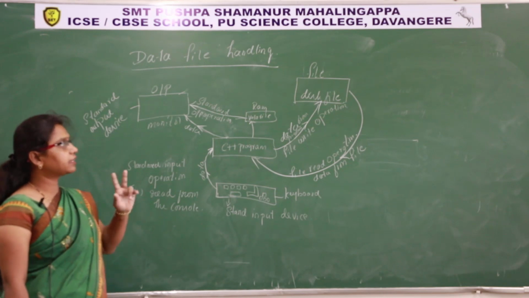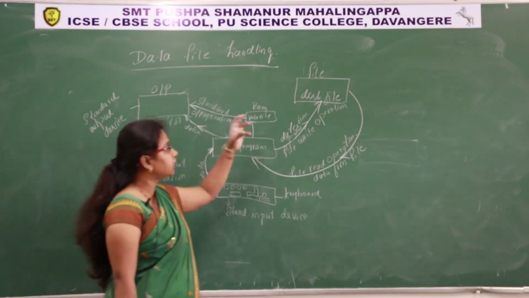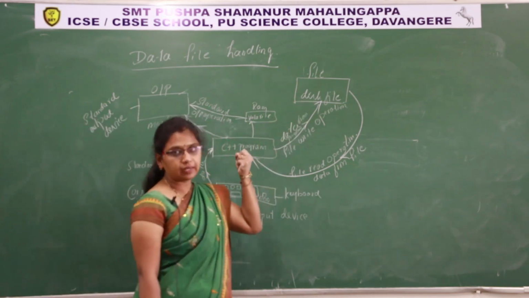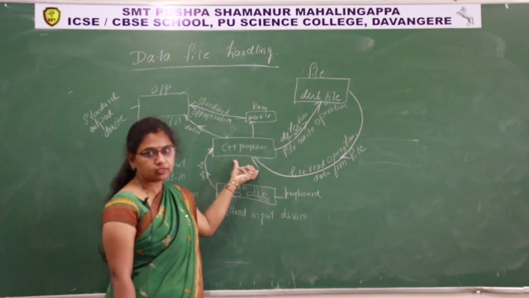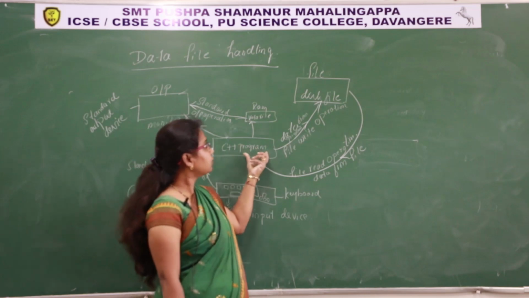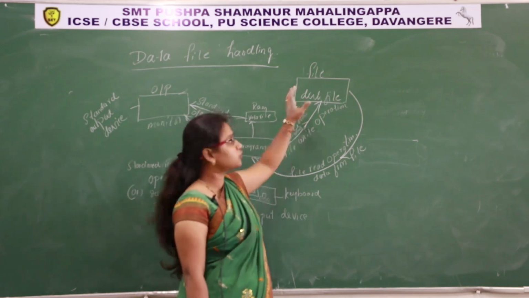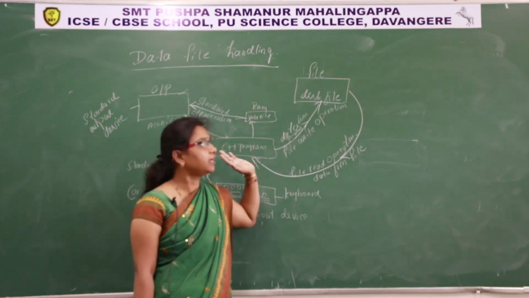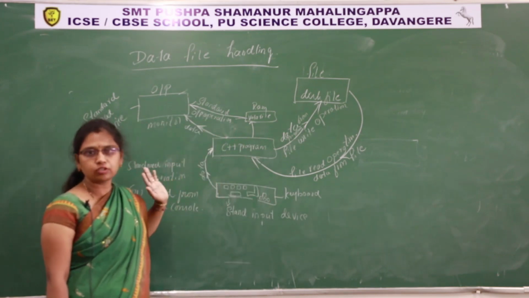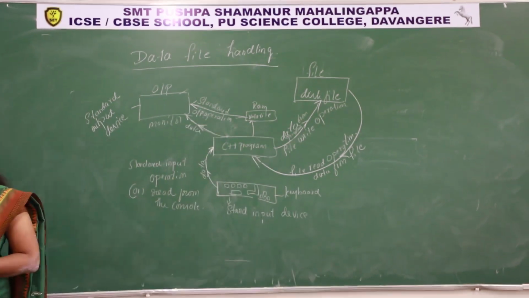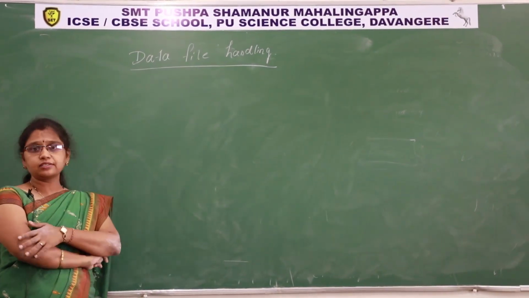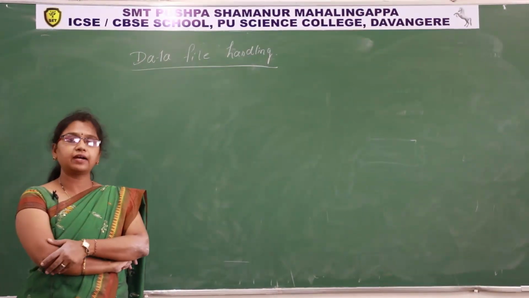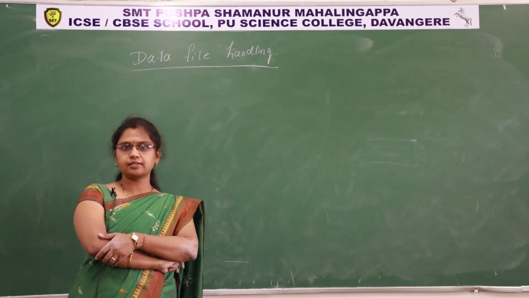What does it mean? File read operation means data which is fetched from the file and stored in a program. What is file write operation? Data or a thing which is moving from the program and stored into the file is called file write operation. Understood? Okay. So far we discussed what is file read operation and file write operation, isn't it?